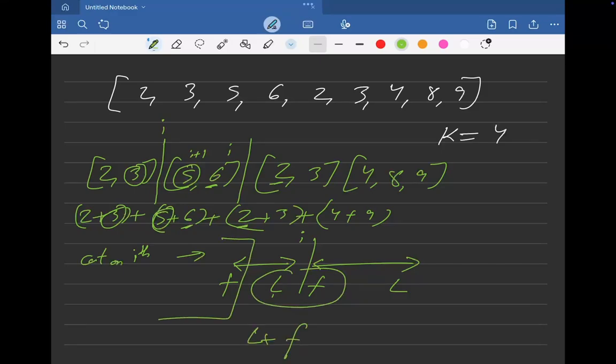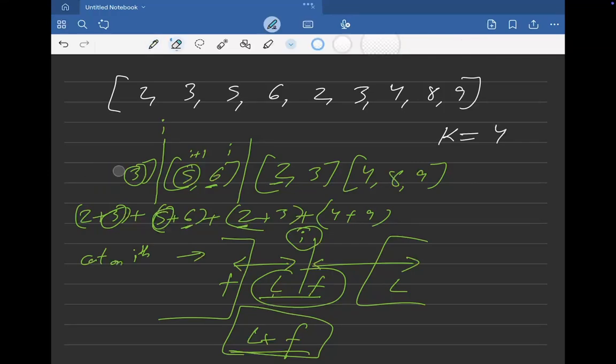I will not talk about this first and last because this will be handled automatically. So I need to consider the ith index. It will divide into two portions, the last of the first portion and the first of the next portion, and I have to take both of the values. I need to take the adjacent values.